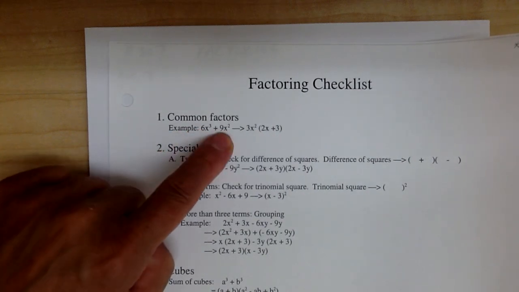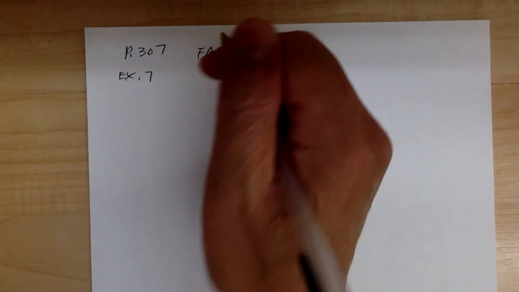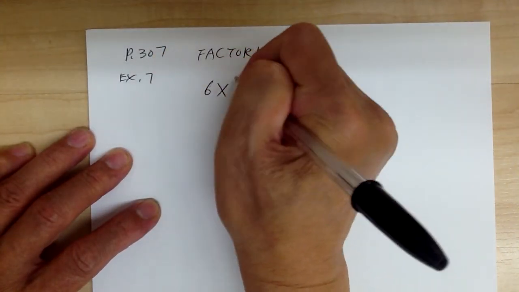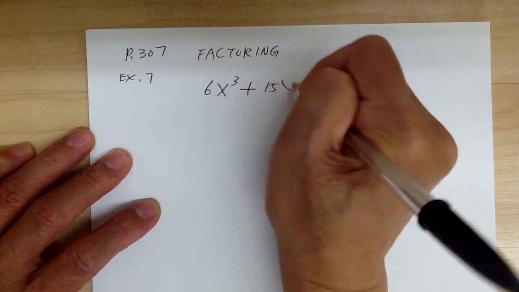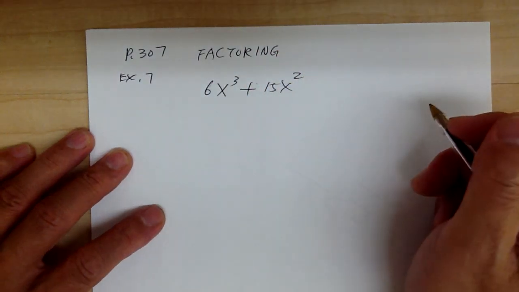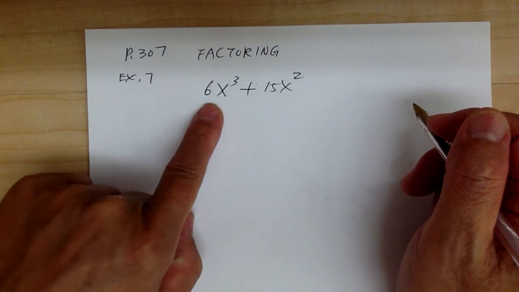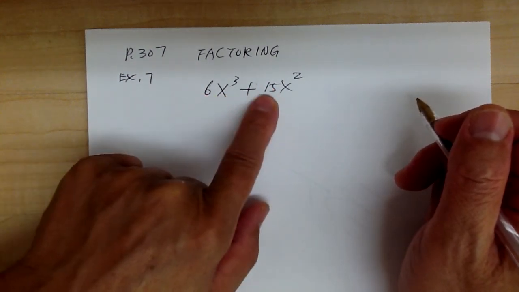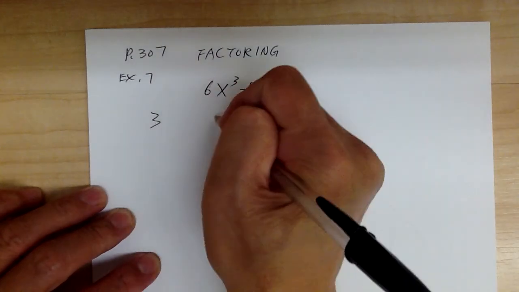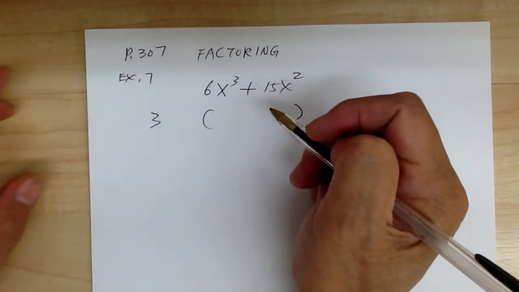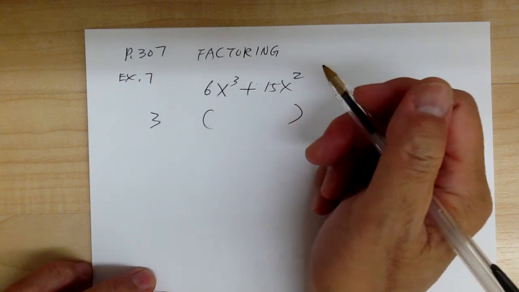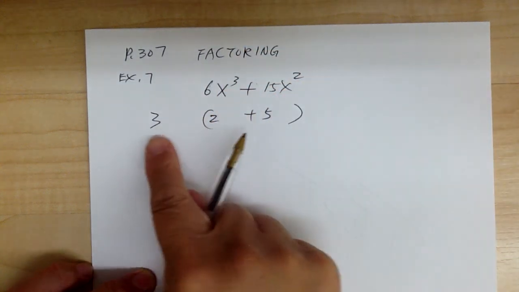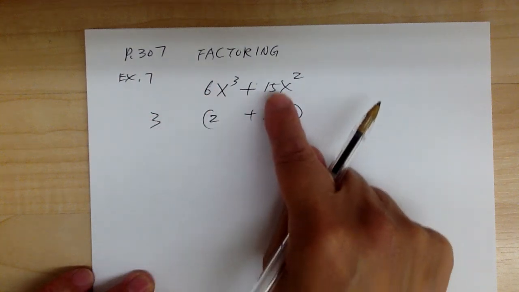Common factor means what do they have in common? What can you divide both by? So example 7, you've got 6x to the 3 plus 15x squared. For the number, you look over here. 6 and 15, both are divisible by 3, right? So you can factor out the 3. Again, when you factor, it means divide. Factoring is the same as divide. So you divide by 3, it becomes a 2, and this becomes a 5, right? You can check: 3 times 2 is 6, 3 times 5 is 15.